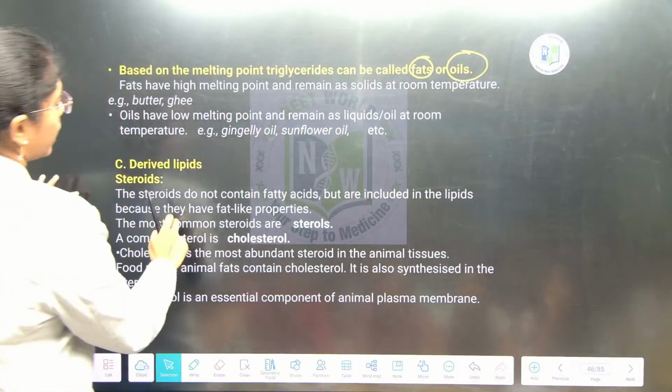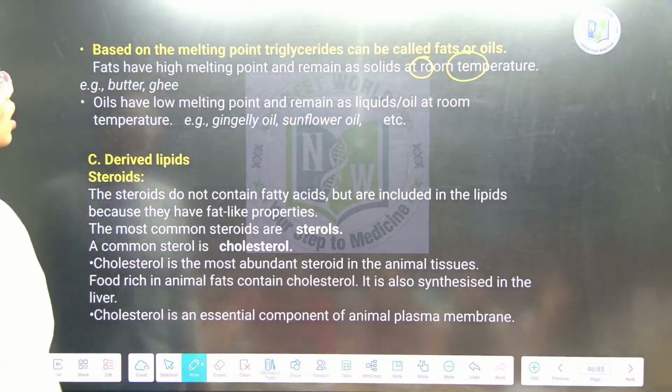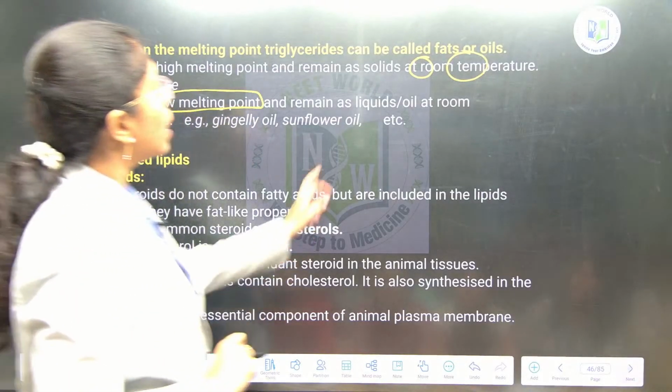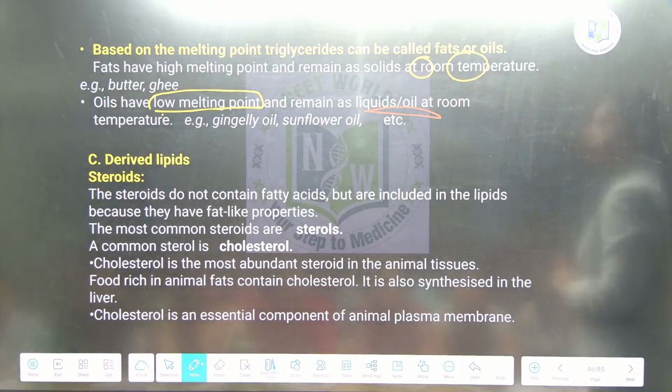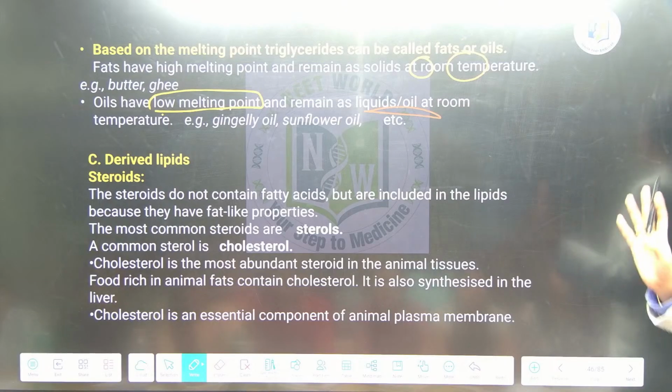Fats will have a high melting point and they remain solids at room temperature. Oils will have a low melting point and they remain as liquids or oils at room temperature. Next, about derived lipids. The best example of a derived lipid is steroids. The best example of a steroid is cholesterol.